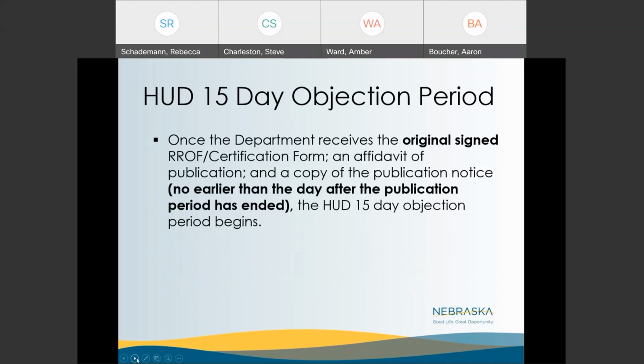There is a 15-day objection period, so that period starts from the point that we receive the original signed request for release of funds and certification form, affidavit of publication, and copy of the publication notice in our hand. It's no sooner than after the publication period has ended. The count can begin if you send an email, and it includes those attachments, but we do need that item submitted to us shortly after that email. Do you have any comments on that, Rebecca?